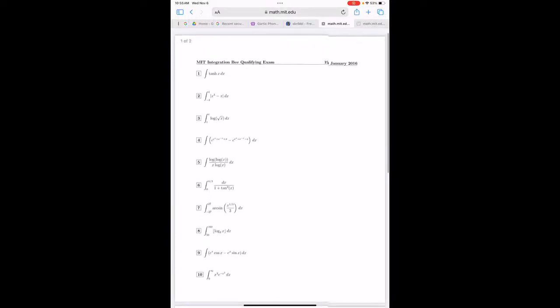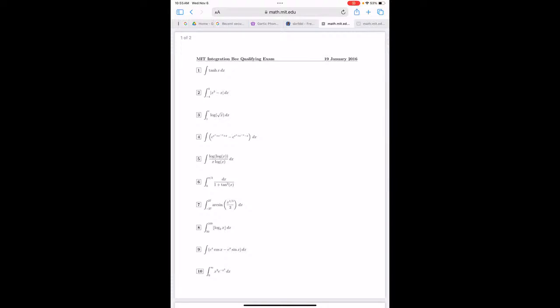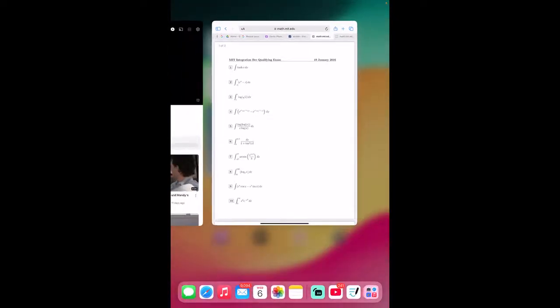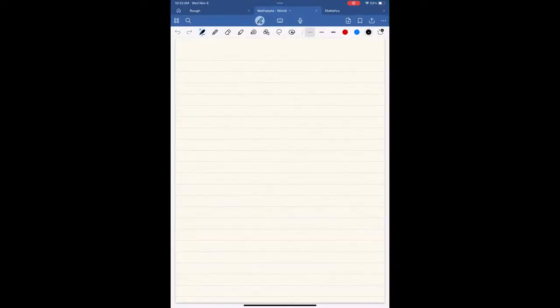So the first one is integral of tan x dx. We also have the answers over here, right? Okay. Integral of tan x dx. Number one. Now, how do you think we can solve this problem? This is a pretty easy problem.